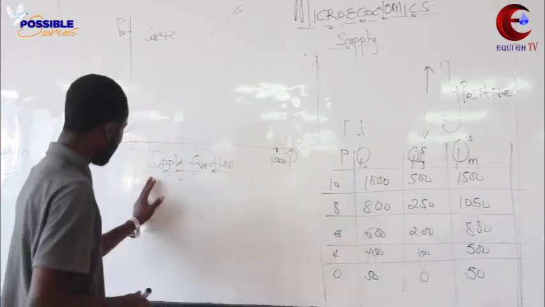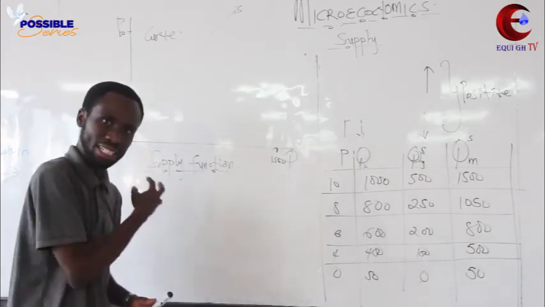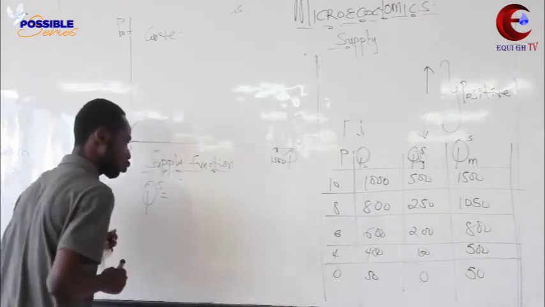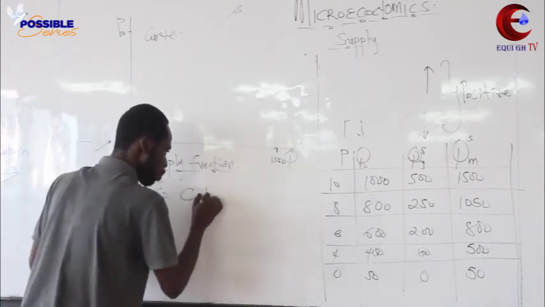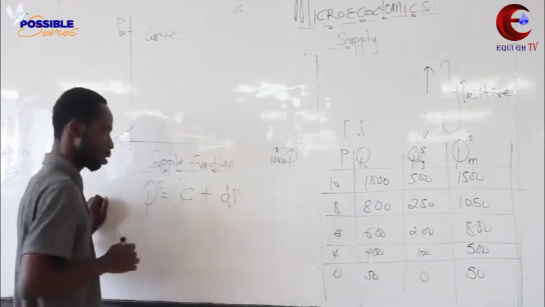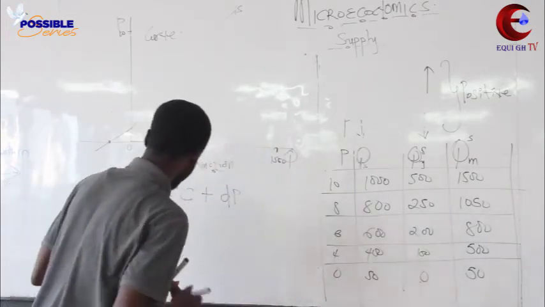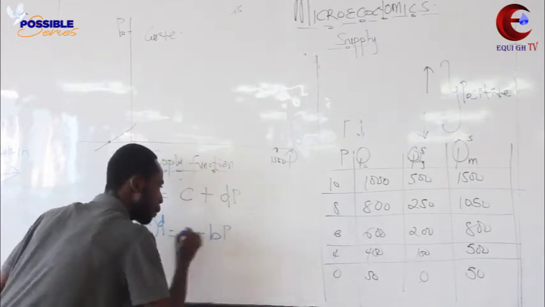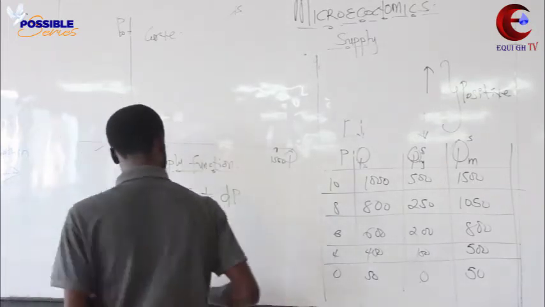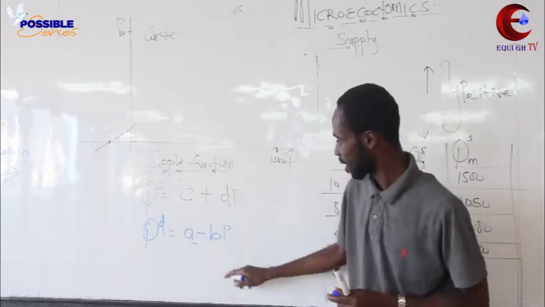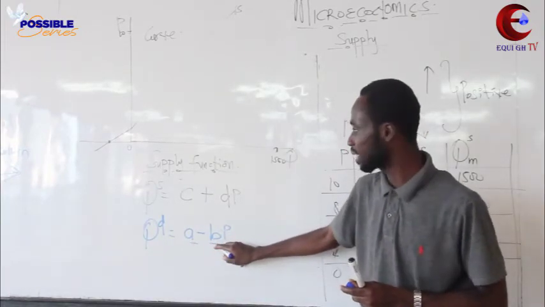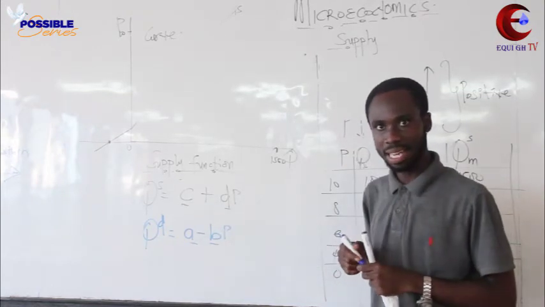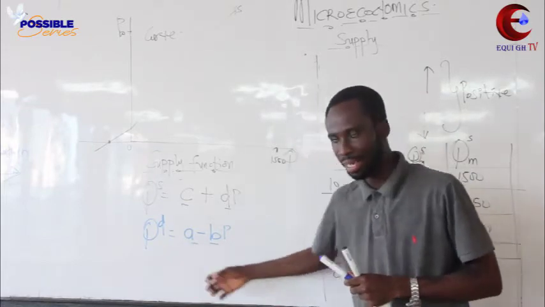Okay. Now here is the supply function, which is very, very important. You have to pay attention here. The supply function is giving us QS equal to C plus DP. Don't be confused. The demand was QD equal to A minus BP. So we used A and B in the demand, and we are continuing with it in the supply. That's why we are saying C and D. I hope it makes sense.